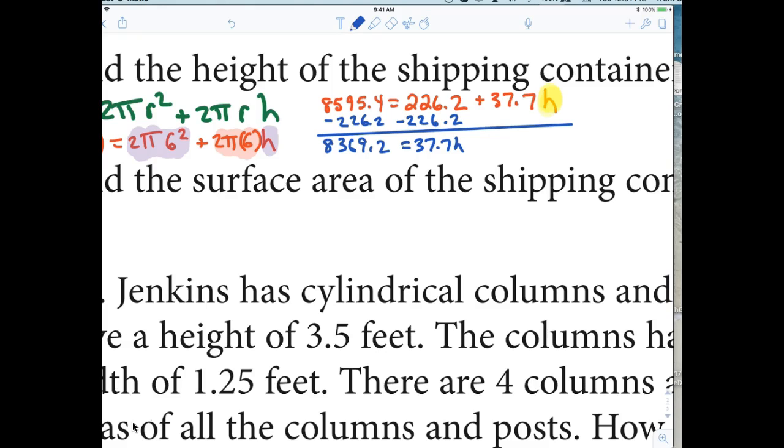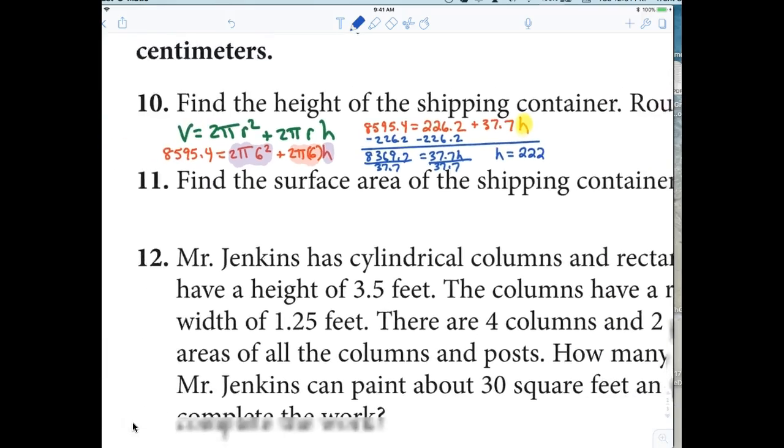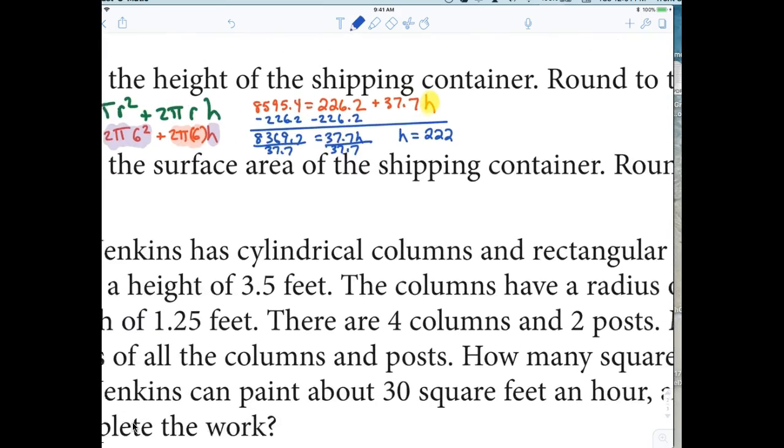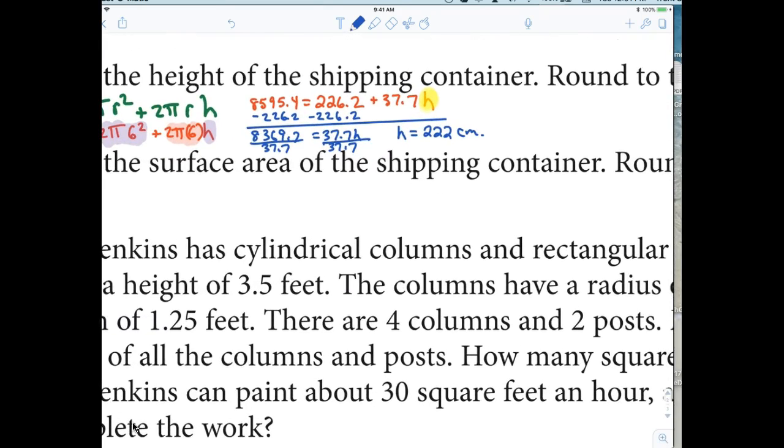Abby. Divide. That's correct. Now we divide by 37.7. And so my h is what, Will? 222. And then we're measuring height in centimeters. Is it 222 or 228? Check that, Will. 8,369 divided by 37.7. Colin, what did you get? 222. All right, 222 it is.